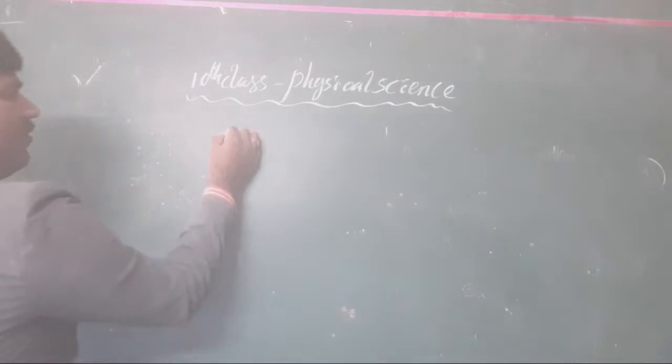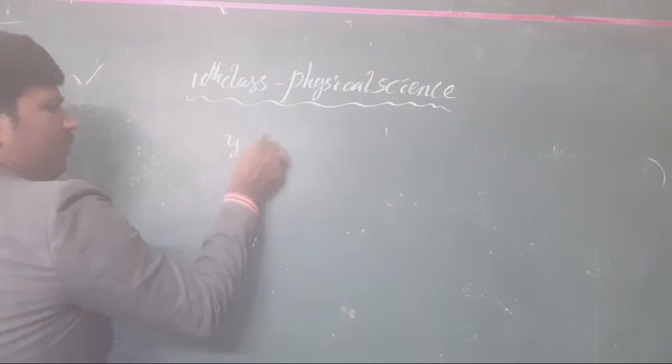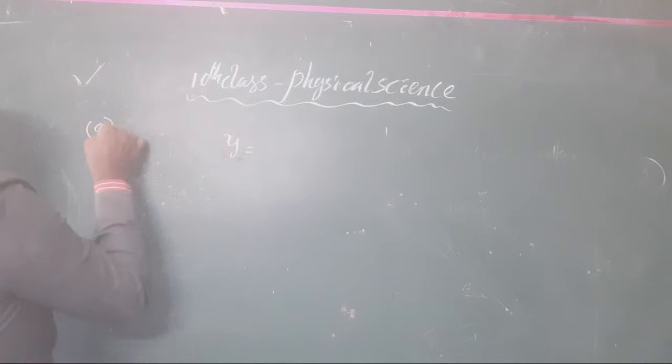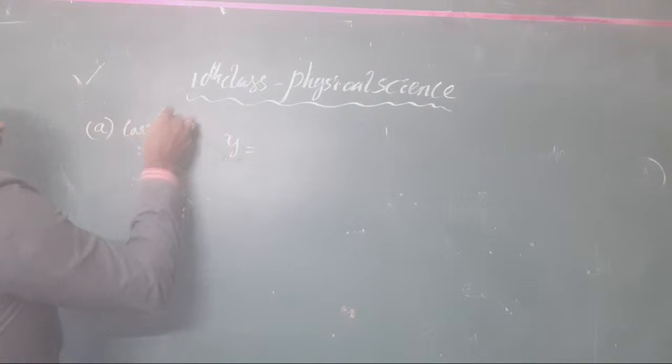What is that? Next one. The next statement is what we have here? Closer than the actual distance. No, it is not closer than the actual distance. Second one. Here y is equal to what will we get? A is correct only. A is correct only.